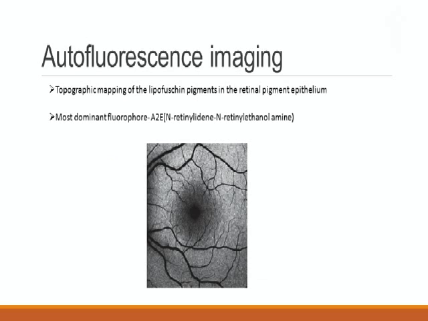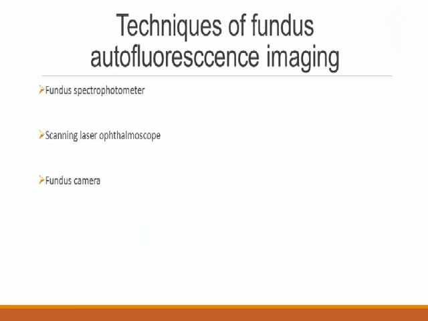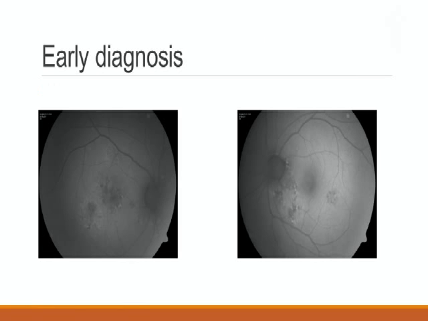Coming to autofluorescence imaging, it is a topographic mapping of the lipofuscin pigments in the retinal pigment epithelium, with the most dominant fluorophore being A2E. There are many techniques of fundus autofluorescence imaging, like the fundus spectrophotometer, the scanning laser ophthalmoscope, or the fundus camera. The advantage of the scanning laser ophthalmoscope is that it has a confocal mechanism, so it avoids the interference from the autofluorescence coming from the lens and the other structures of the eye.